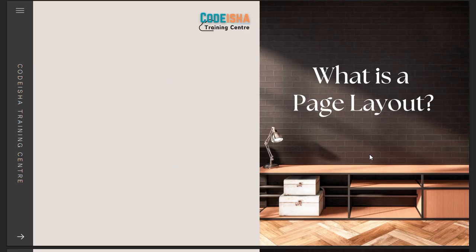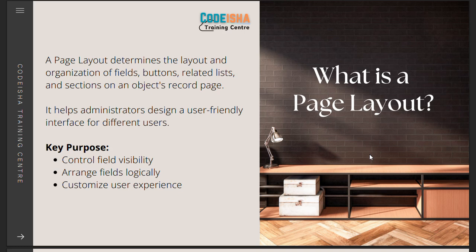What is a page layout? A page layout determines the layout and organization of fields, buttons, related lists, and sections on an object's record page. It helps administrators design a user-friendly interface for different users. Different users means the sales team, the marketing team, and the support team, each separate. So for these three profiles, we have to make changes.